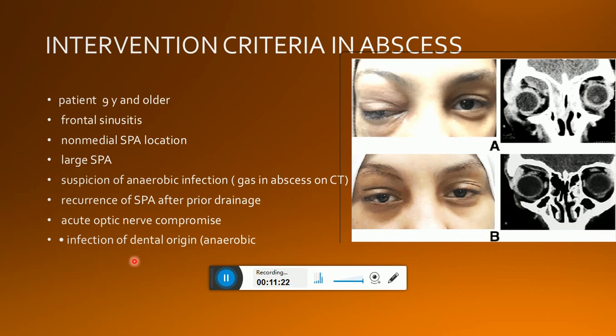So, what are the interventional criteria in abscess? If the patient is 9 years or older, frontal sinusitis, non-medial SPA location, larger SPA, suspicion of anaerobic infection, gas in abscesses on CT, recurrence of SPA after prior drainage, acute optic nerve compromise, infection of dental origin.